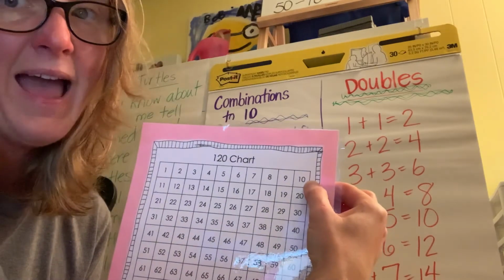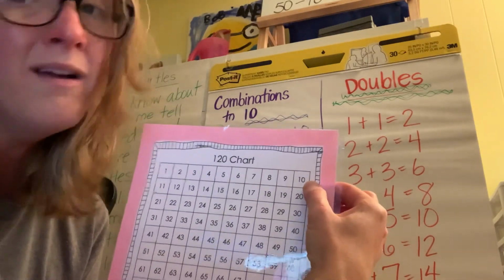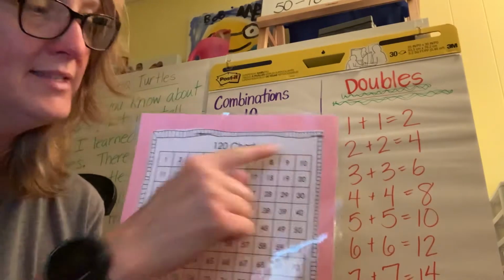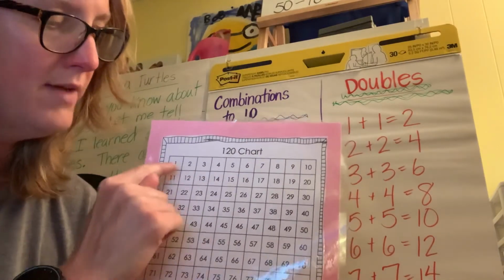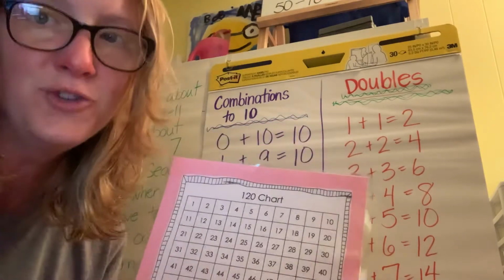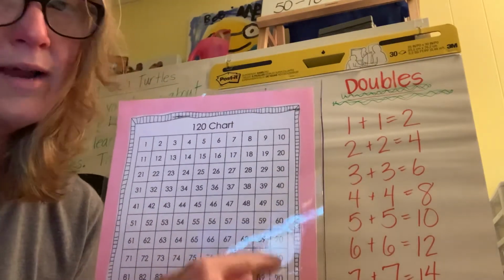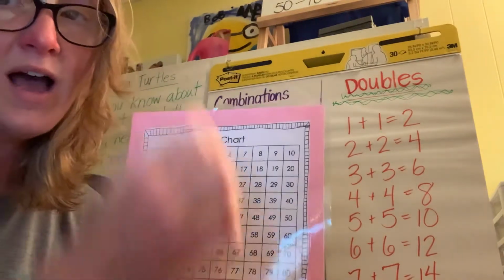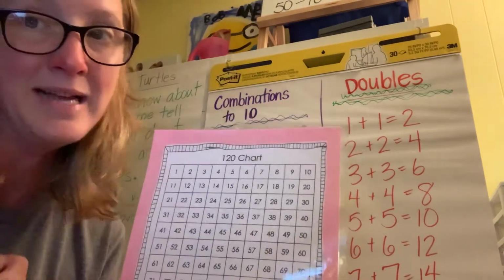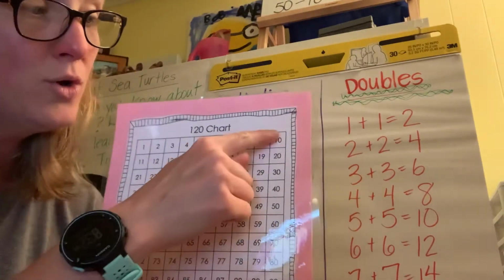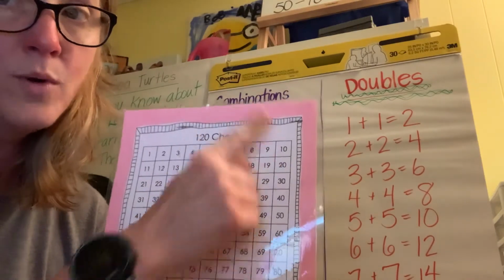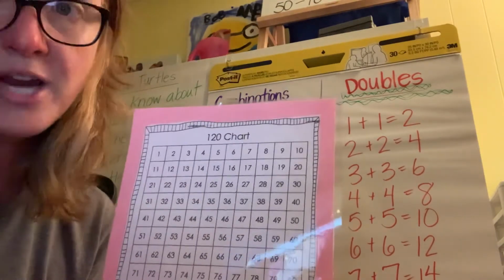And then if I were to add 10 more, I don't have to just start at 10 and say 11, 12, 13, 14, 15. I don't have to do that, because I already know that this column right here, boys and girls, if I am adding or subtracting by 10, I'm either going to go down or I'm going to go up. So let me share with you.